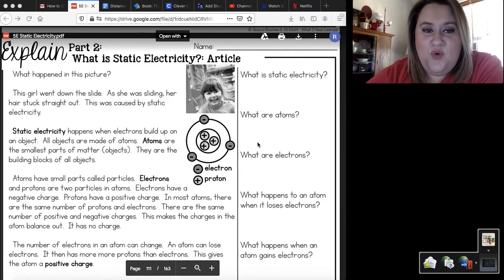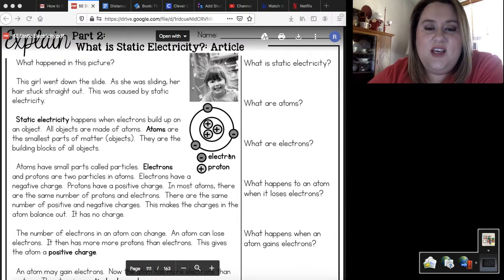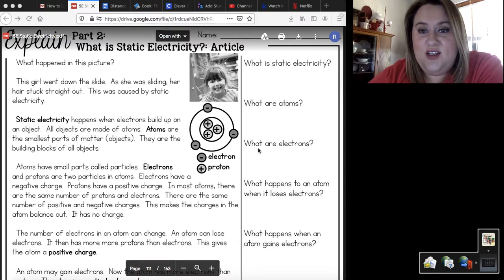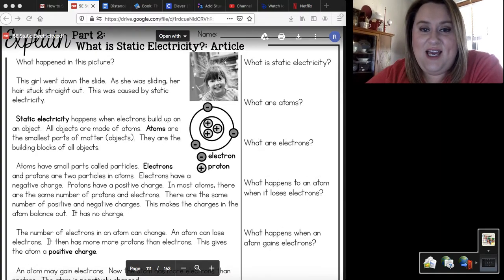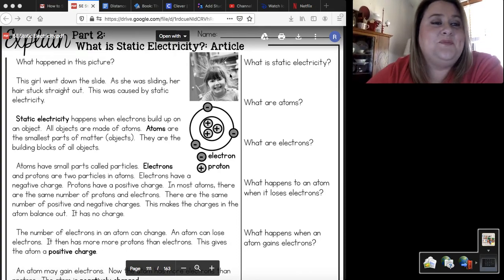We're going to talk some more on static electricity. We're going to read through our little article here. We've got some questions we're going to go through. And when we get done, I may see if I can make my hair look wild and crazy like our girl in our article here using static electricity. So you'll have to stick around for that.